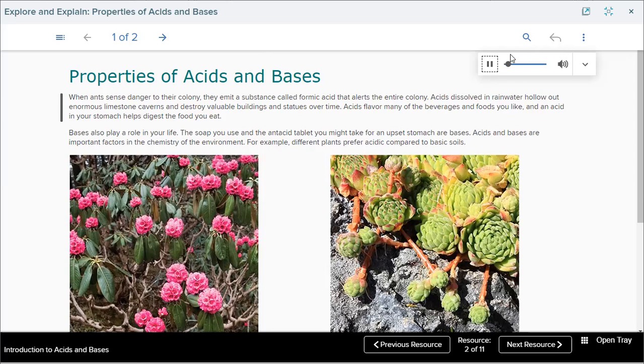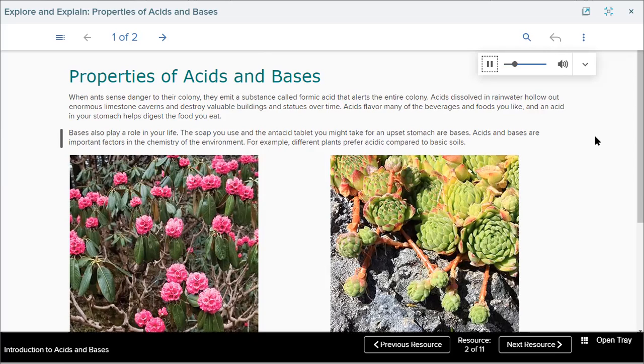you eat. Bases also play a role in your life. As an example, the acid in your stomach helps to digest the food that you eat. I think our stomach produces HCl acid that kills microbes and helps in the digestion process. The soap you use and the antacid tablet you might take for an upset stomach are bases. Acids and bases are important factors in the chemistry of the environment.